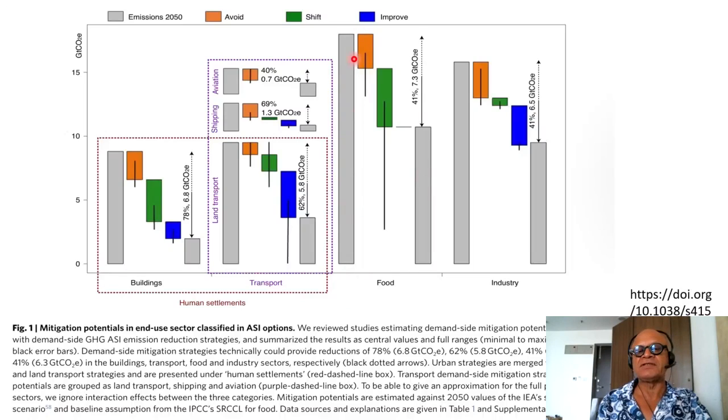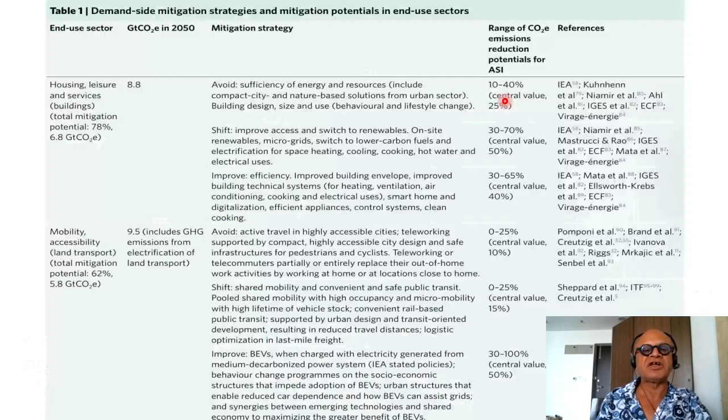And finally, in the industry sector, you can accomplish again 41% or 6.5 gigaton CO2 equivalent of reduction in greenhouse gas emissions using this avoid, shift and improve strategy for demand side solutions. So what exactly are they? So here is the demand side mitigation strategy and mitigation potential table in the end use sectors.